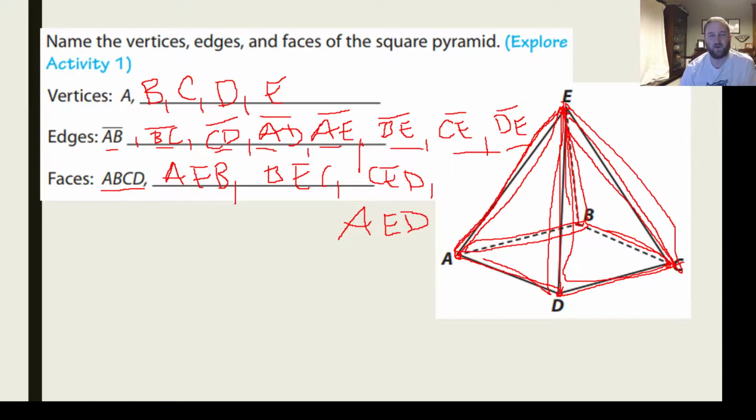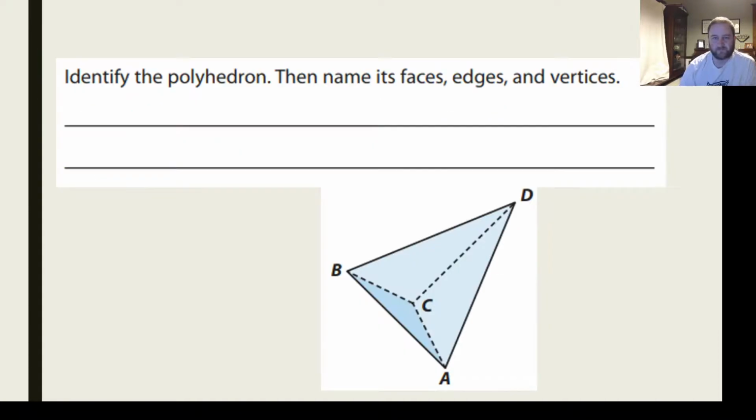Okay, so hopefully my mouse writing isn't too sloppy for you and you're able to read all this, or at least follow what I'm saying. Okay. All right, here it says identify the polyhedron, then name its faces, edges, and vertices.